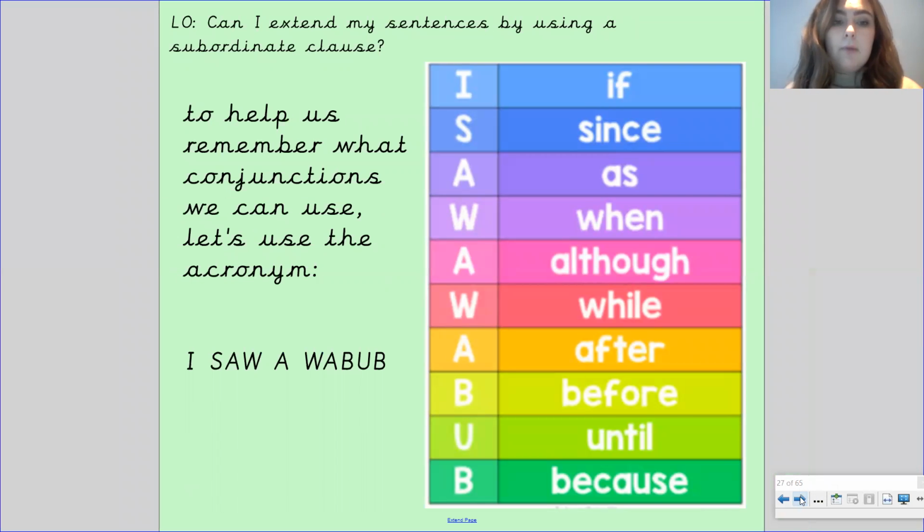To help us remember what conjunctions we can use, we're going to use the acronym I saw a wobble. So I stands for if, S stands for since, A stands for as, W stands for when, A stands for although, W stands for while, A stands for after, B stands for before, U stands for until, and B stands for because. And this is I saw a wobble.